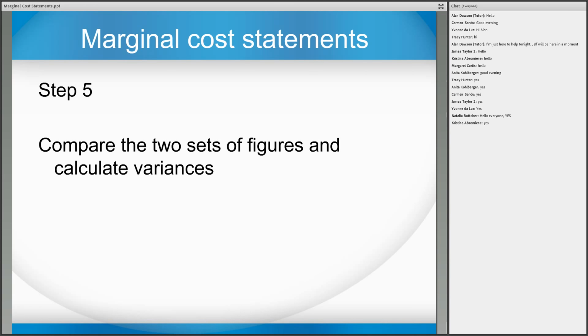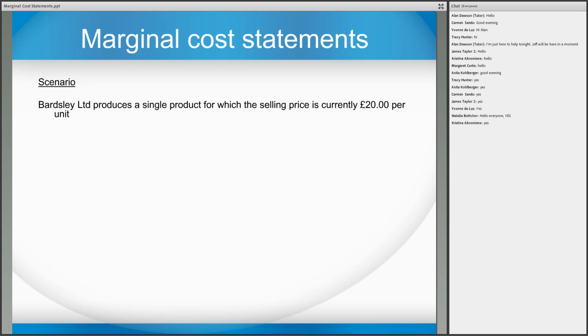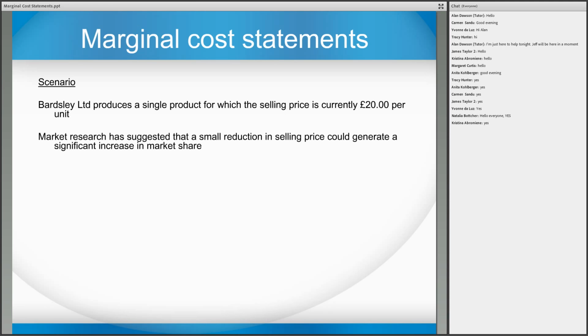So now let's have a look at a typical example. Bardsley Limited produces a single product for which the selling price is currently £20 per unit, and that is the budgeted selling price that we're going to use to measure our variances against. They've been doing some research and they're all having the big meeting around the table, as we've all done.